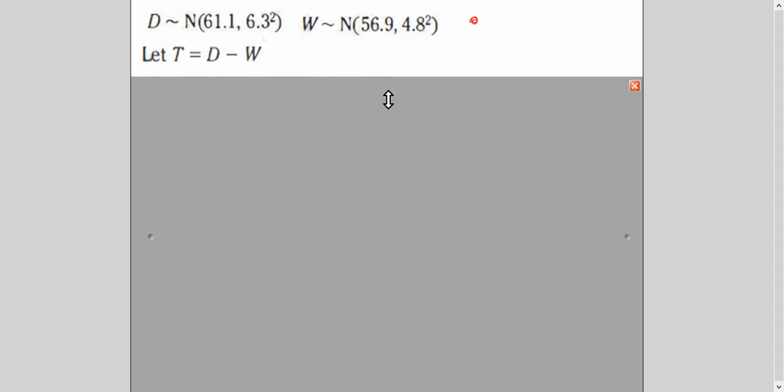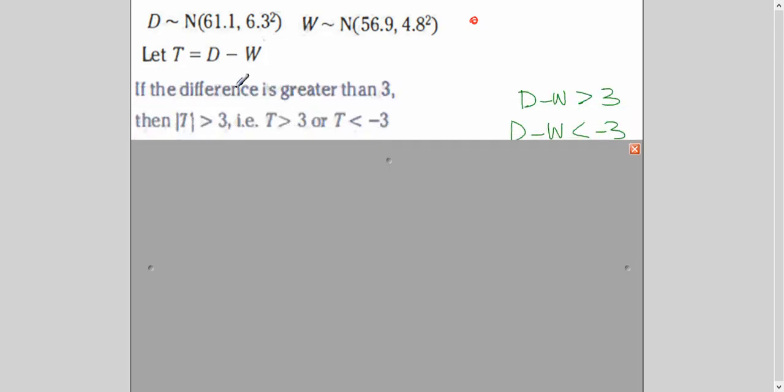T is representing d minus w. Now, when the question is talking about a difference being greater than or less than, whatever the question is, it means modulus of t is greater than 3, that is t greater than 3 or t less than minus 3. The meaning of this symbol is t greater than 3 or t less than minus 3.